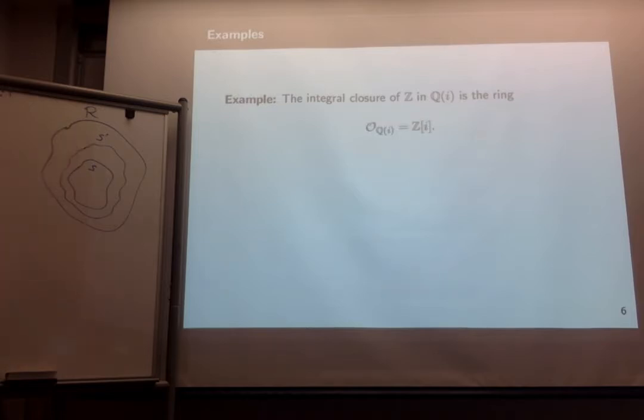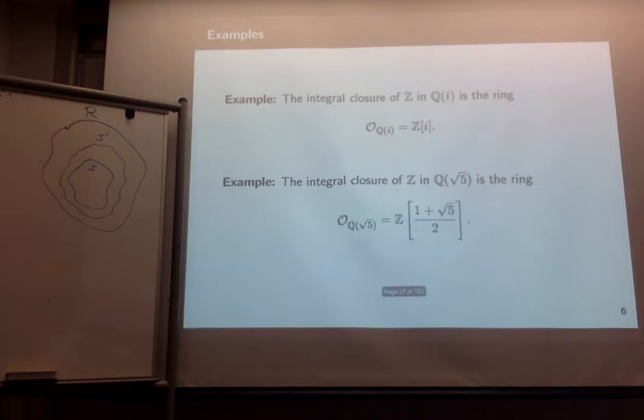Z adjoin i. Yeah, Z adjoin i. Okay, so let's look at another one. What about the integral closure of Z in this quadratic field? What do you think? Yeah, so it's what he said, Z adjoin (1 plus root 5) over 2.